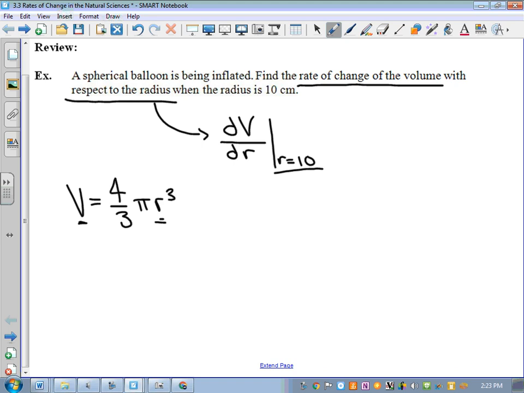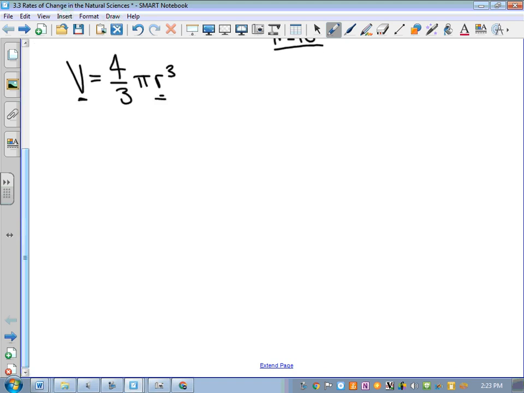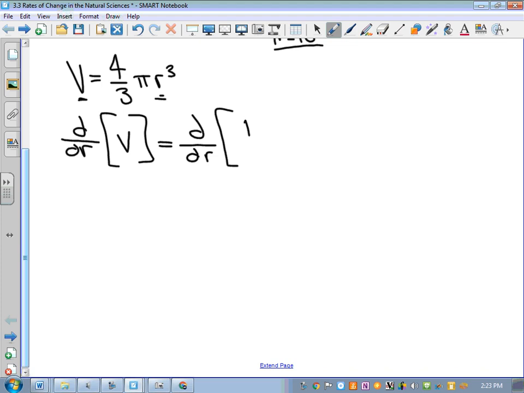Now to find dV/dr, I'm going to take this equation that I've just written, and I'm going to introduce the derivative with respect to r on both sides. This is why we spend so much time on implicit differentiation, because this is basically implicit differentiation. When I take d/dr of V on the left-hand side, I am going to have 1, the derivative of just the variable, but then I need to include that Leibniz piece, dV/dr.